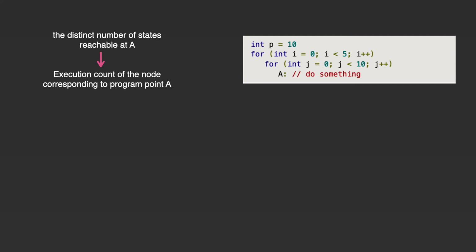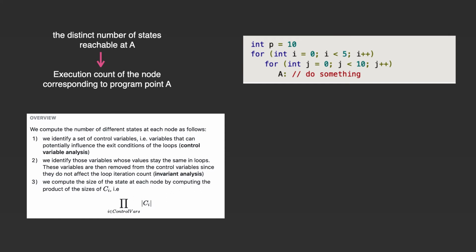So to determine the number of different states at each node, we first identify a set of control variables. These are variables that can potentially influence the exit conditions of the loops. So for instance, it will be i and j. And then we identify variables whose values stay the same in the loops. So for instance, instead of 5 here, if we had 5 plus k, then k would be an invariant variable because its value doesn't change, whereas i and j's values would be changing.